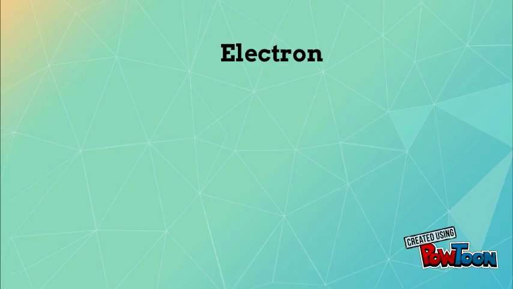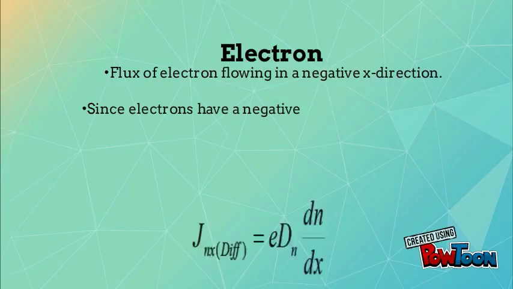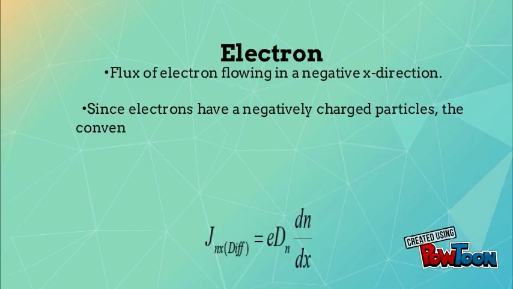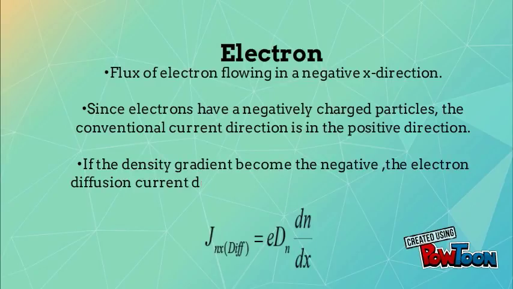Diffusion current density of electrons. Flux of electrons flowing in the negative x direction. Since electrons are negatively charged particles, the conventional current direction is in the positive direction. If the density gradient becomes negative, the electron diffusion current density will be in the negative x direction.